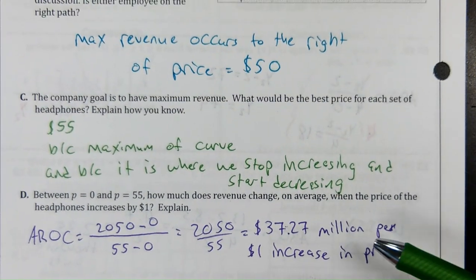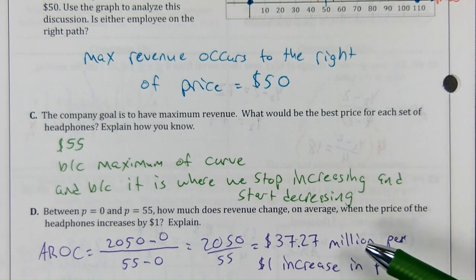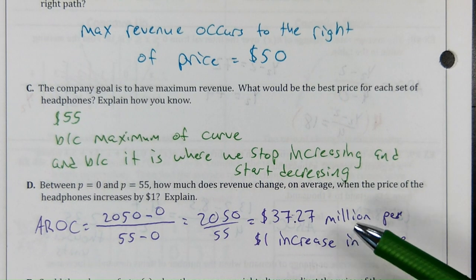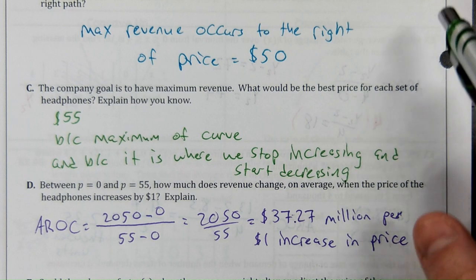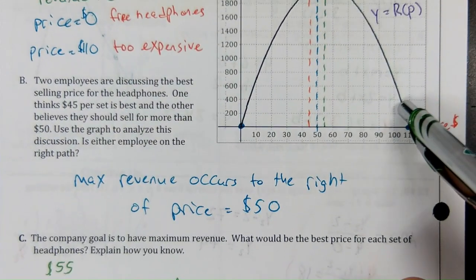So if we only sold them for $1 a piece, we would make $37 million in revenue. If we sold them for $10 a piece, we'd make $370 in revenue. If we sell them for $100 a piece, we're not making that much, unfortunately, because the graph tells us so. It maximizes at 55.